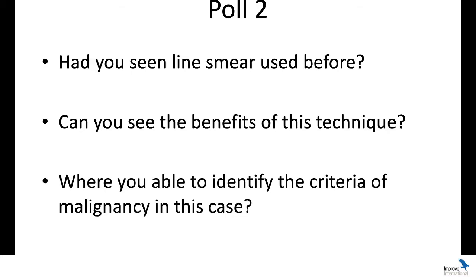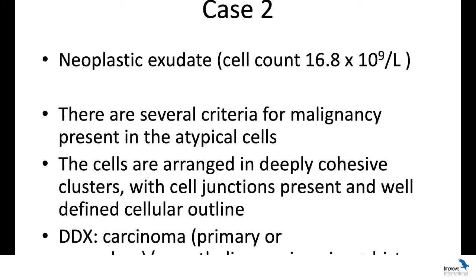So let's just summarize case number 2, which was indeed a neoplastic exudate. There were several criteria for malignancy in these atypical cells. Because the cells were arranged in deeply cohesive clusters with those cell-to-cell junctions present and with the well-defined cellular outline, our main diagnosis would be a carcinoma or a mesothelioma.